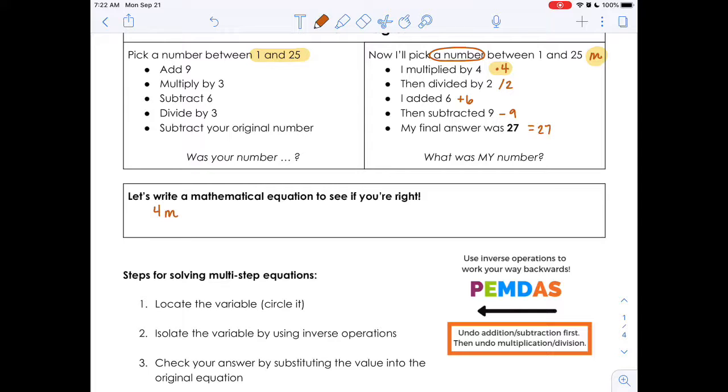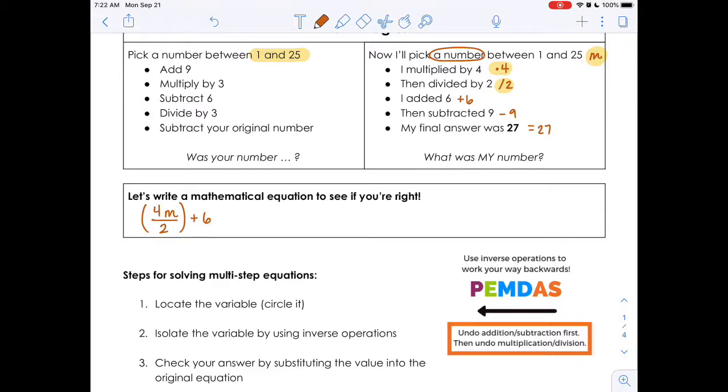Then what did I do? Then I divided by 2. What did I divide by 2? Did I divide M by 2 or did I divide 4M by 2? Well, I divided everything up until that point by 2. So I'm going to do all of this, all of this divided by 2. Next, I added 6. What did I add 6 to? I added 6 to this entire piece right here. I multiplied by 4 first, then I took that answer and divided it by 2, then I took that answer and I added 6.